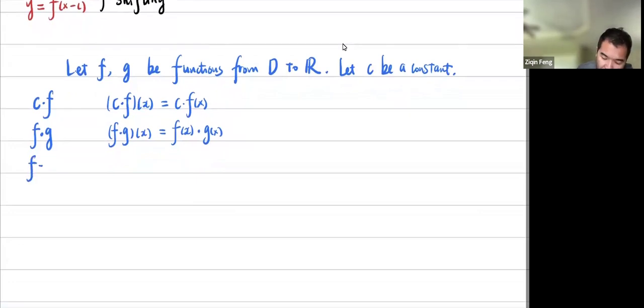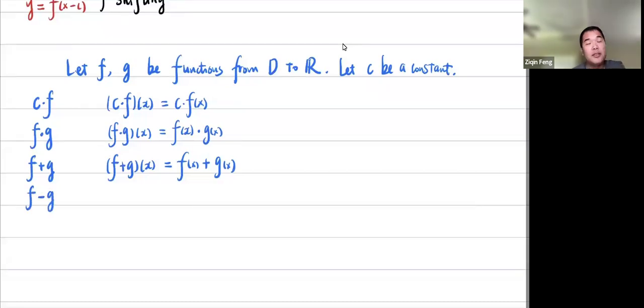So f plus g, right? What does this new function do? Whenever you have x in the domain, you put it into this new function, you get f of x plus g of x, right? And similar for subtraction, if you have f minus g. To understand a function, all you need to understand is what this function does. What's the rule to assign a value to any number in the domain?